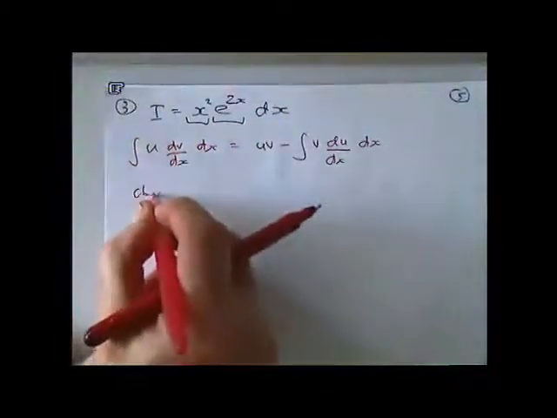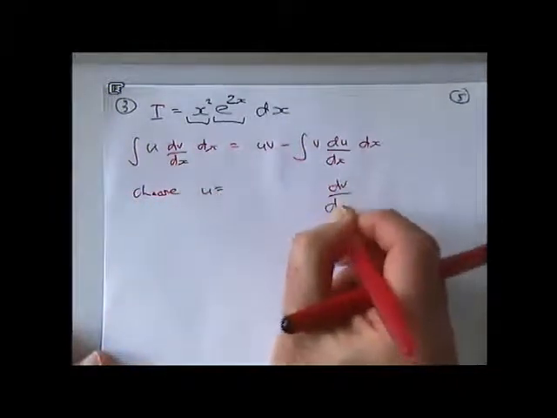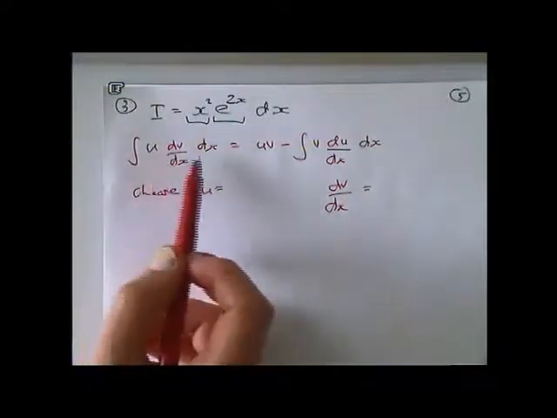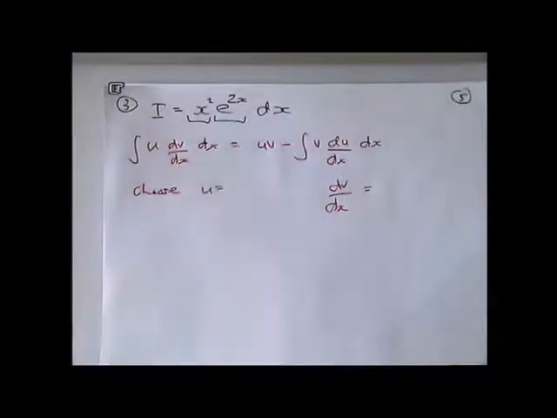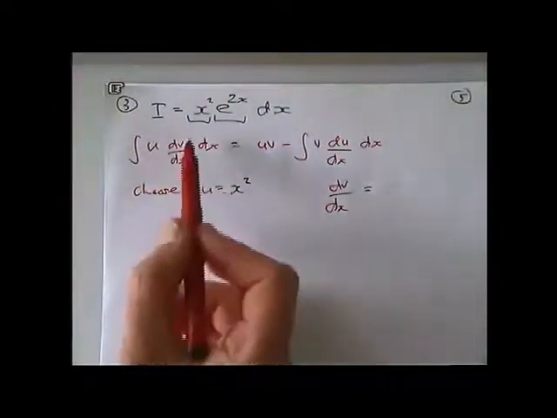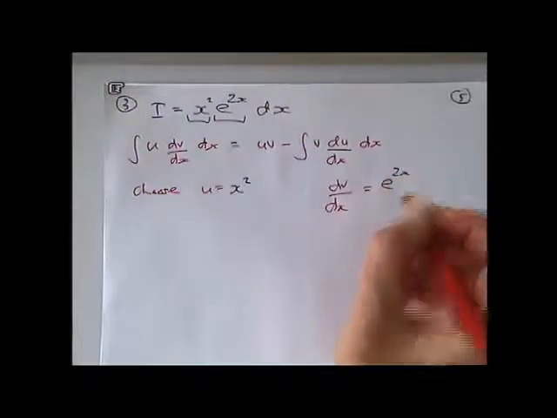So I've got to, first of all, choose what u will be, and I've got to choose what dv dx will be. Those are the 2 bits that are written on the left-hand side of my formula, of my rule. I want one of the bits that becomes easier when I differentiate it. Which of those becomes easier when you differentiate it? X squared. Okay. So if u is going to be x squared, the other bit has to go over here, as long as you can integrate it.